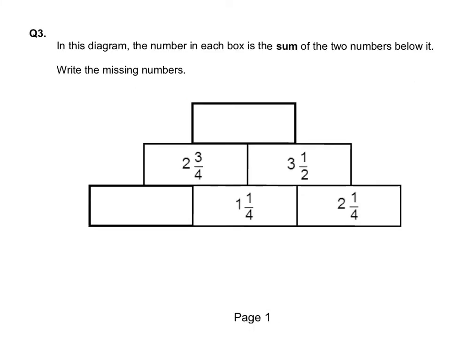Finally, we've got our fraction addition pyramid. So we've got these two numbers. The sum of those makes the number above it. So you can see 1 add 2 is 3. A quarter and a quarter makes half, so we've got 3.5 above it. So for this one, all we need to do is add 2 3/4 to 3.5.